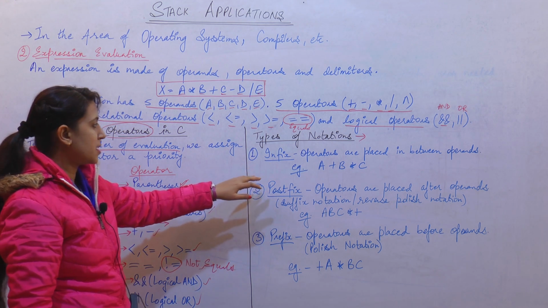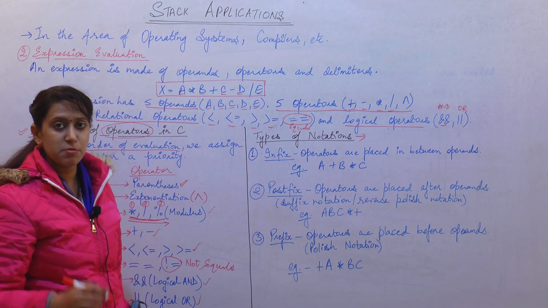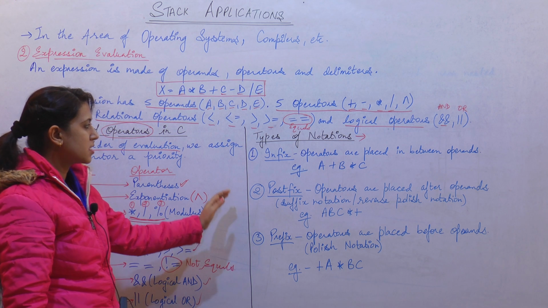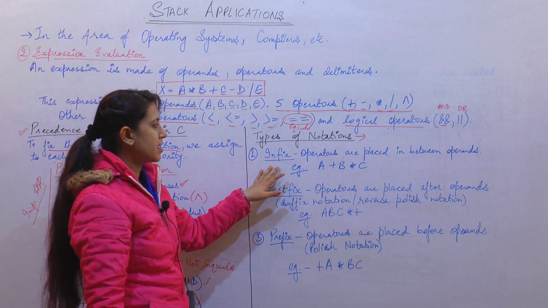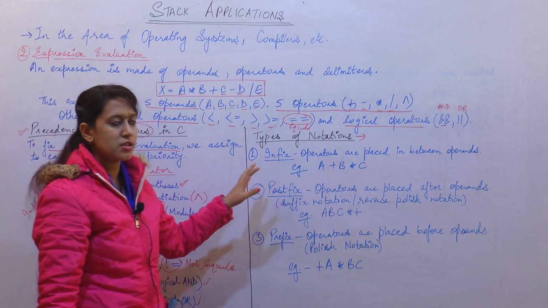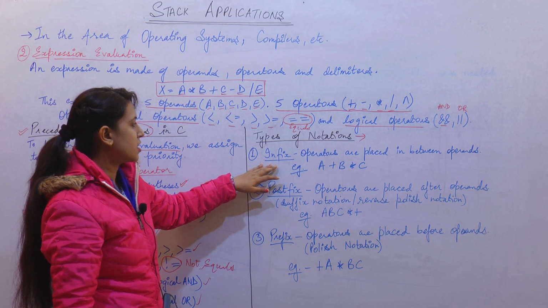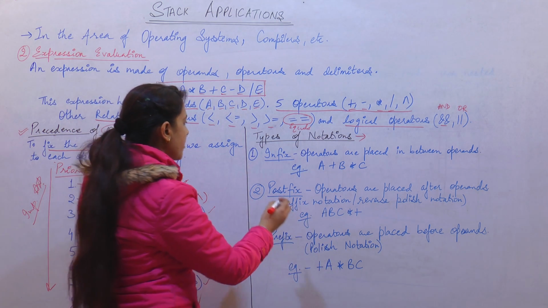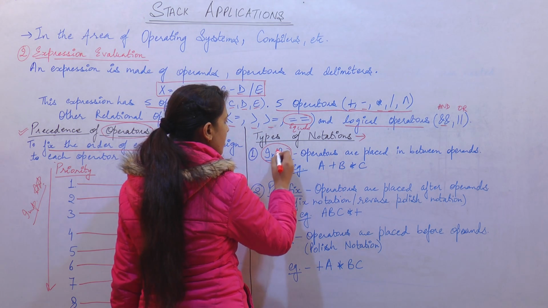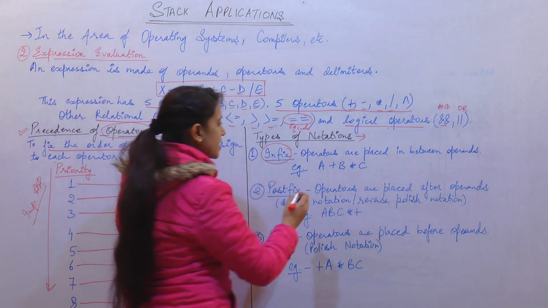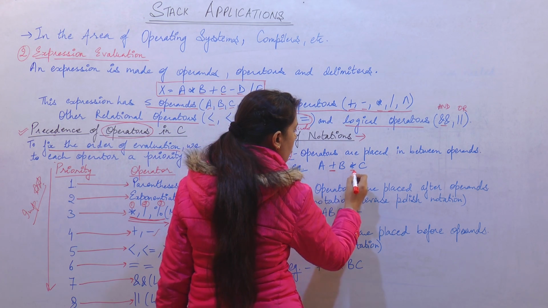Types of notations means we can write our expressions in three different notations or three different forms. These expressions will contain operands and operators, but the position of operators will change among them. So first type of notation is infix notation. In infix notation, infix as the name already suggests, means in between the operands. The operators are placed in between the operands.